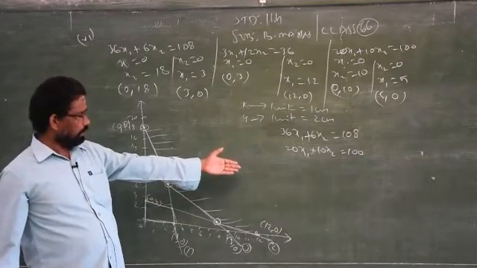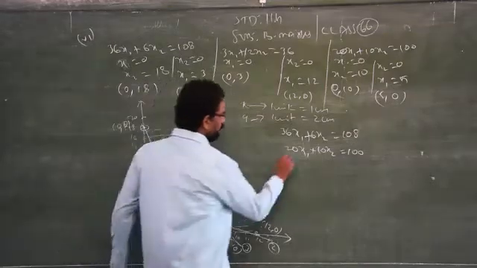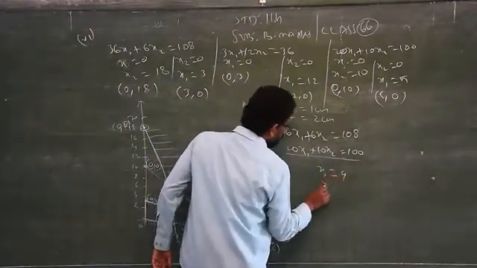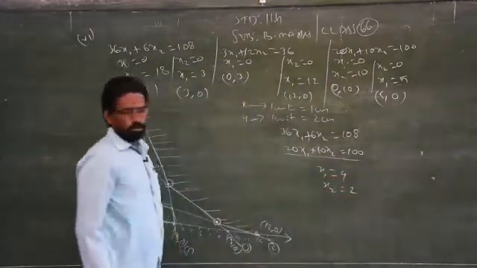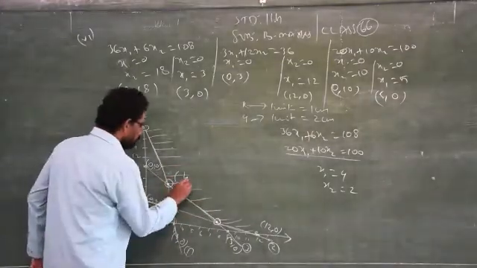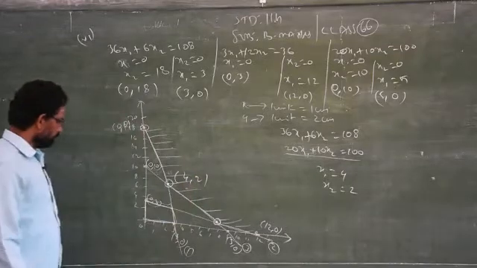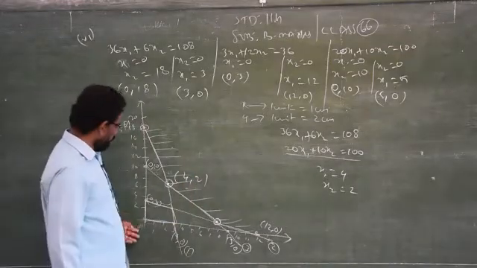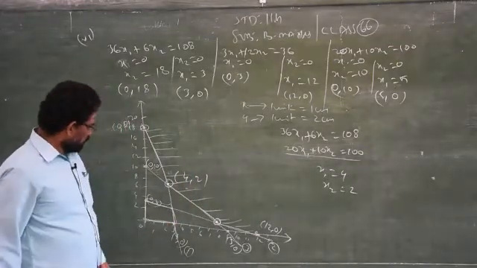After solving these two, you get x1 is equal to 4 and x2 is equal to 2. So just solve and check whether you get the correct answer. So this is 4 comma 2. If you do it properly, you will get 4 comma 2.